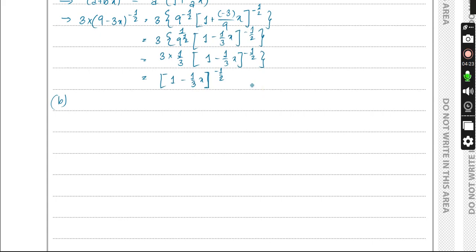So we are asked to expand the expression that we just used in part A. So 3 by root over 9 minus 3x, and we know this is equal to 1 minus 1 by 3 x to the power minus half. So we are asked to expand this. If you look at this, this is also in the form of a plus bx to the power d. But here a is equal to 1. So when a is equal to 1, we can just expand it without bringing a 1 in the expression, because 1 is already there.